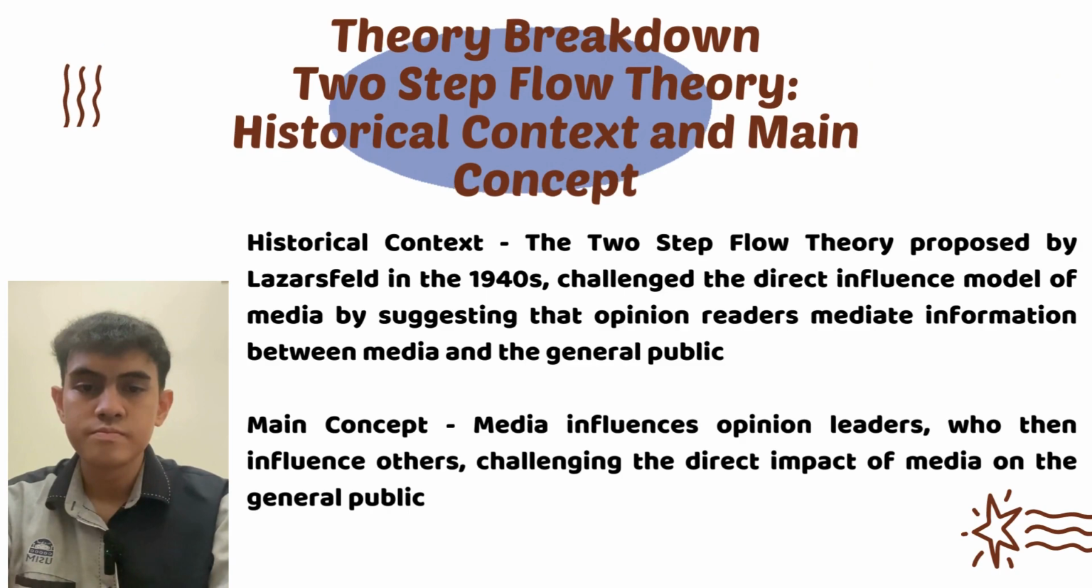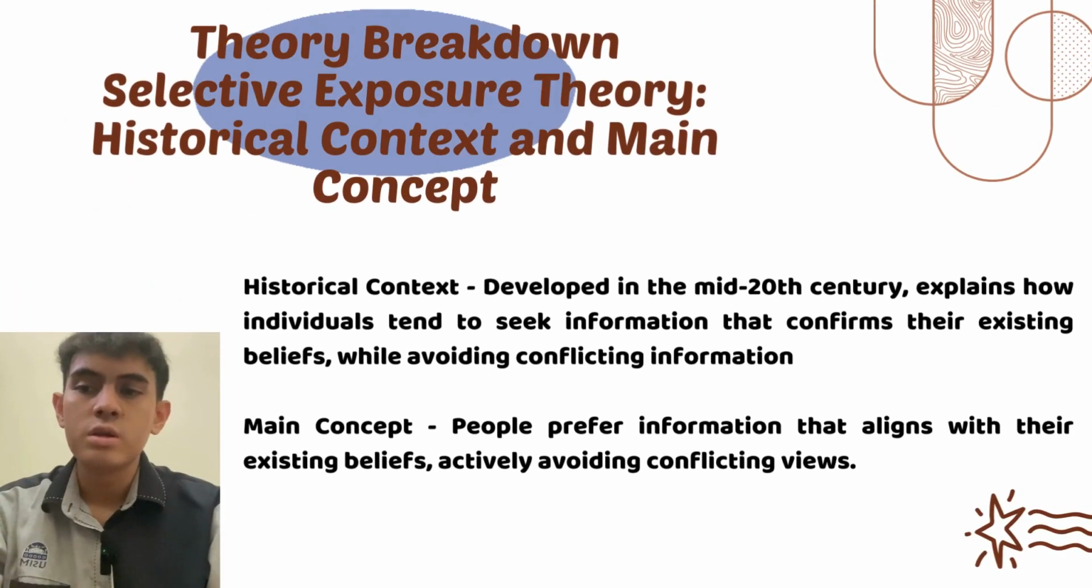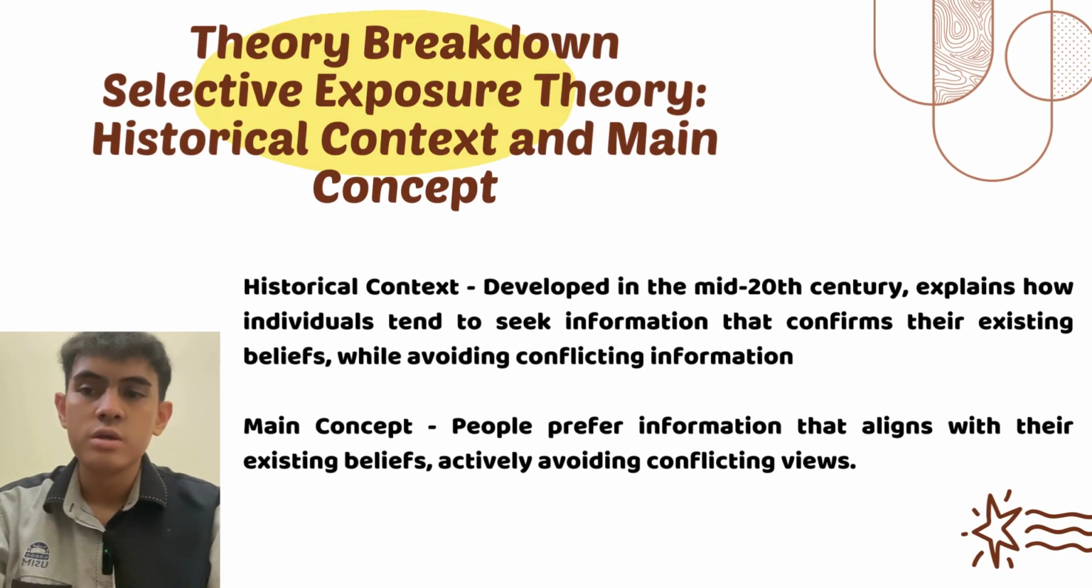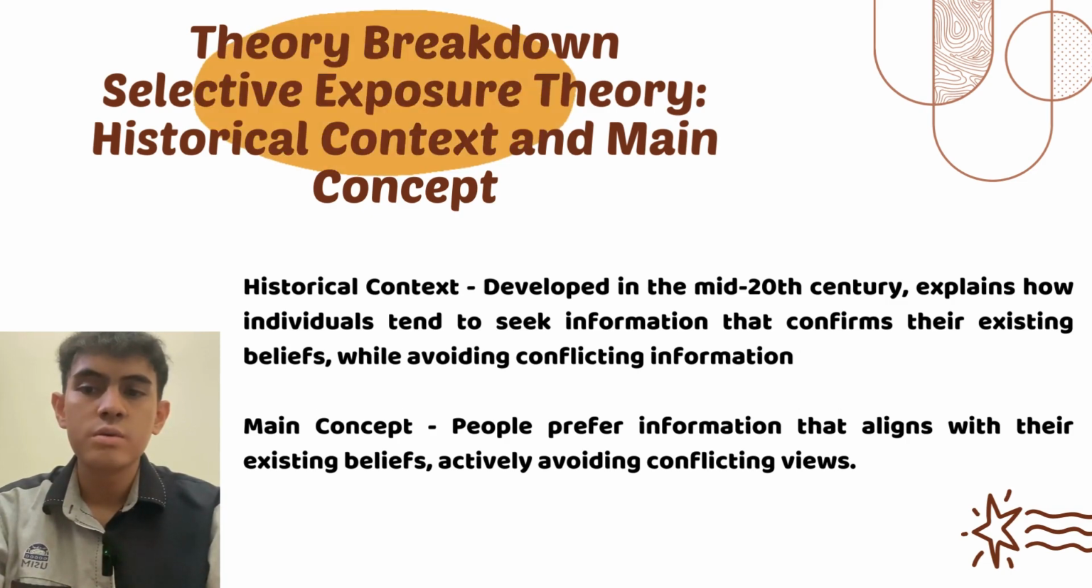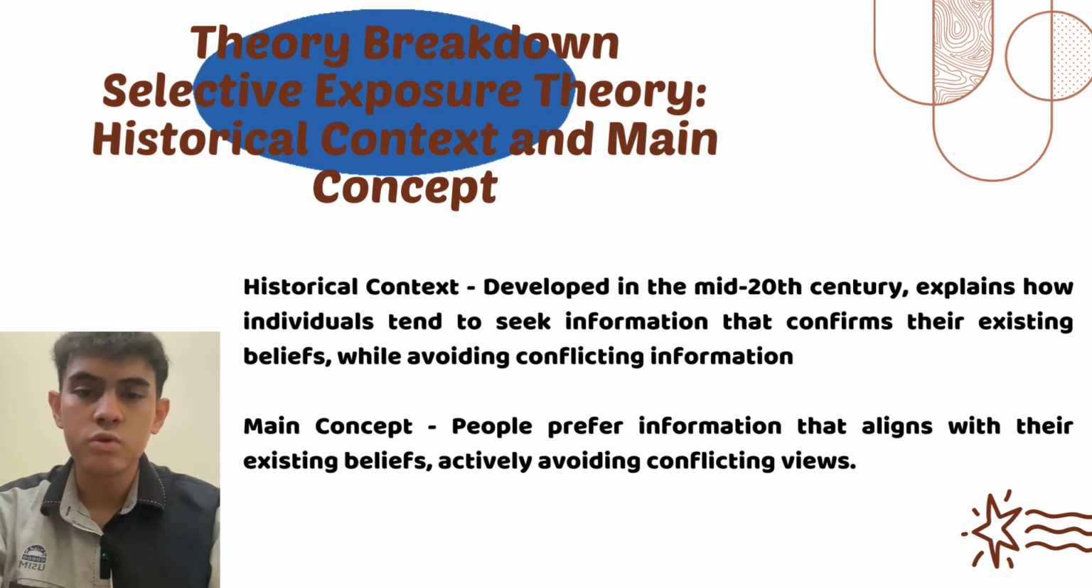For the theory breakdown, selective exposure theory, historical context and main concept. For the historical context, developed in the mid-20th century, it explains how individuals tend to seek information that confirms their existing beliefs while avoiding conflicting information. For the main concept, people prefer information that aligns with their existing belief, actively avoiding conflicting views.